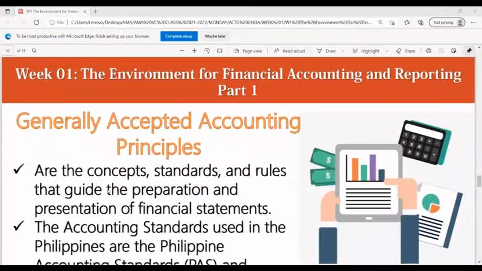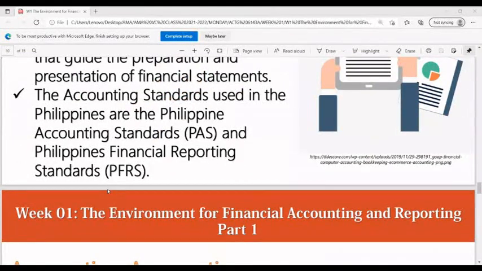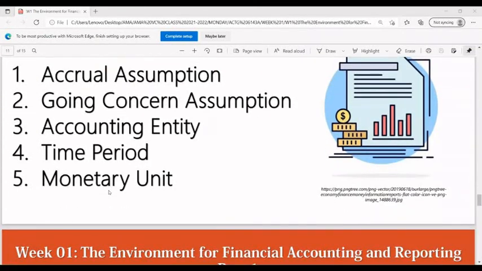And also, the generally accepted accounting principles are the concepts, standards, and rules that guide the preparation and presentation of financial statements. Thus, the accounting standards used in the Philippines are the Philippine Accounting Standards, PAS, and the Philippine Financial Reporting Standards. Also, the accounting assumptions are the accrual assumption, going concern assumption, accounting entity and time period, and also the monetary unit.